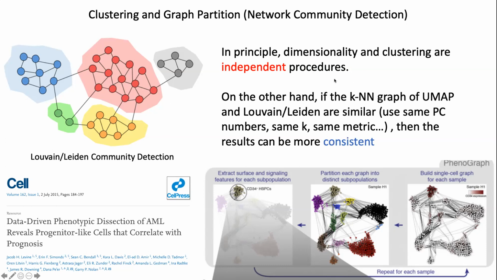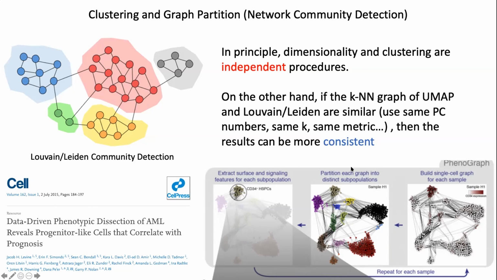So in principle, I would like to make one remark here. Dimensionality reduction and clustering, in principle, are independent procedures. One goal is, as we said, projection. Another goal is to put the cells into different groups. But the most popular clustering pipeline uses a graph, and as we also said, UMAP also uses a graph. If these two graphs are somehow similar, when you project back the result of UMAP, it looks more similar. But in principle, they are decoupled.